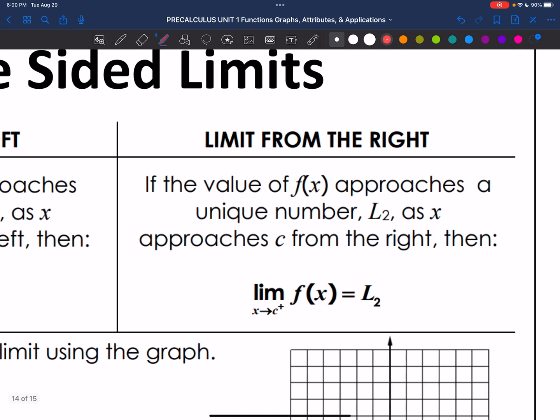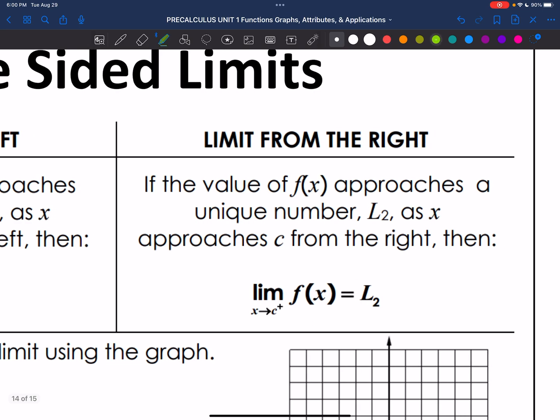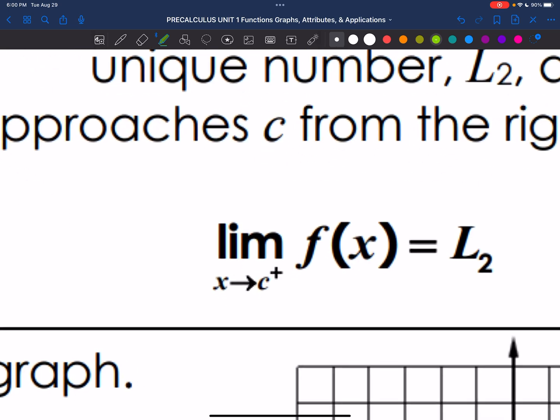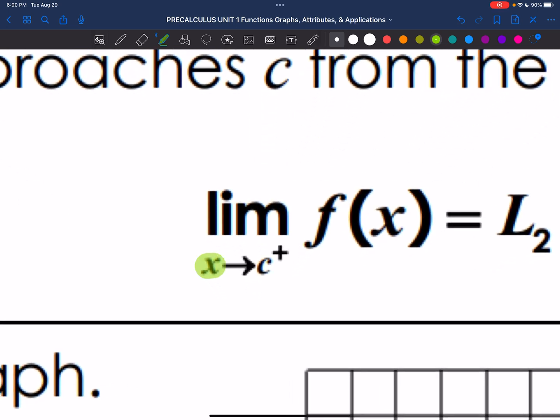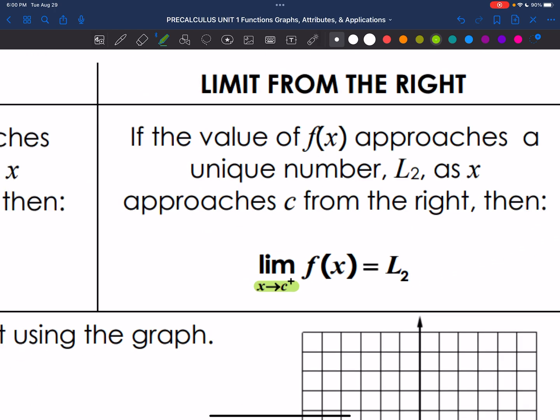Now contrast that with from the right side. If the value of f of x approaches a unique number, we'll call it L2, some different value, as x approaches c from the right, then we would denote that with x approaching c, and then it looks like plus, a little positive up there. That's from the right side, which are where the values are positive.